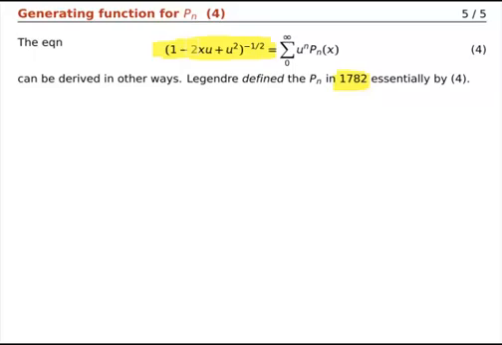And why was he interested in this function on the left? Answer, he came across it when he was working on a problem in gravitational force or gravitational potential. So, like so many things in pure mathematics, it arose in the first place through a problem in applied mathematics, in this case a problem in physics.